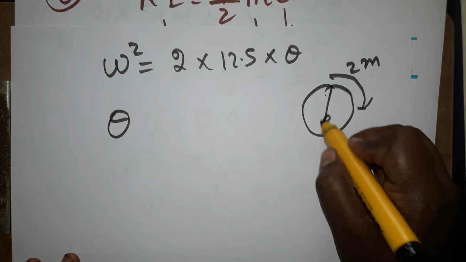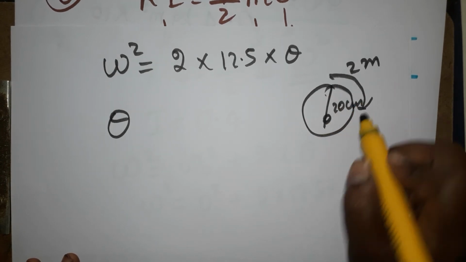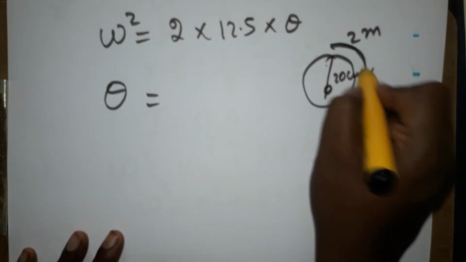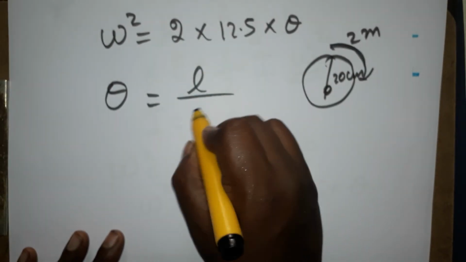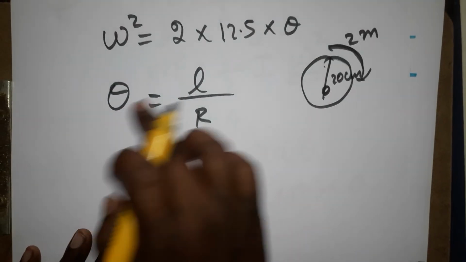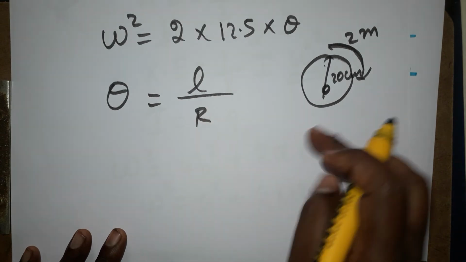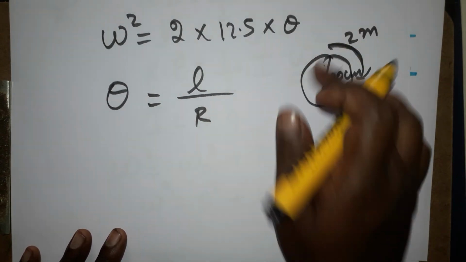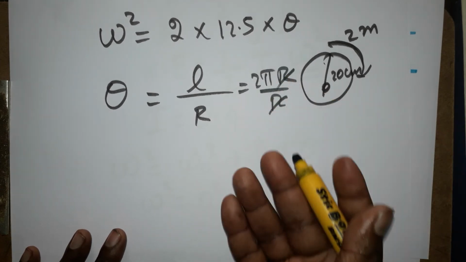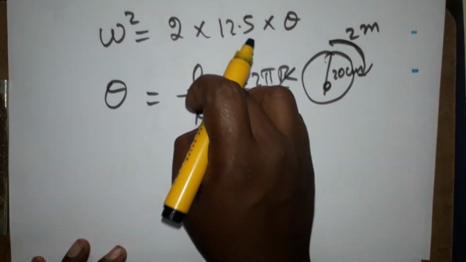The radius of this circle is 20 centimeter. So theta will be arc length divided by radius. In rotation motion, theta is equal to arc length by radius. For a full circle, the circumference 2 pi r divided by r is going to be 360 degree. It's correct only.